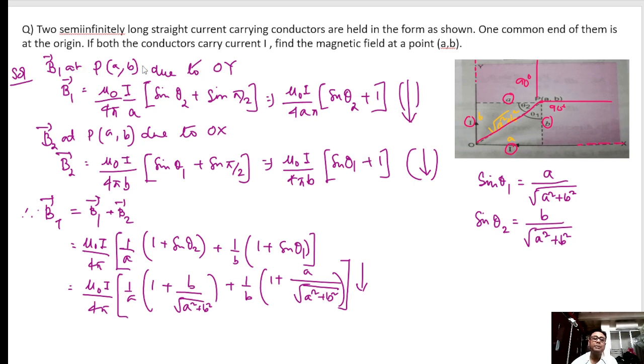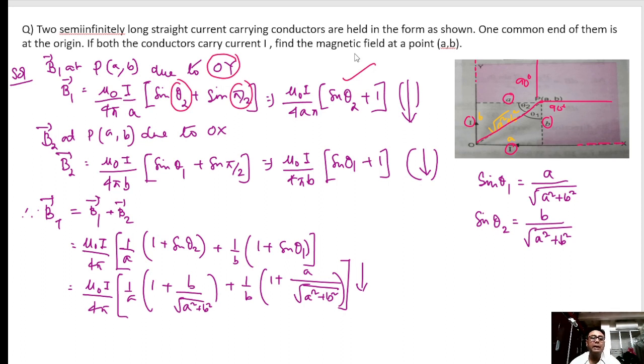The magnetic field at P due to the wire OY is mu 0 I by 4 pi A, where A is the distance of the point P from the wire. At one end it makes theta 2 and at the other end it makes 90 degrees. Sine 90 is 1. This is the magnetic field, and applying the rule, since the current is going up, it is vertically downwards.